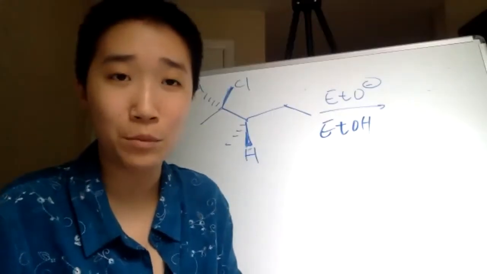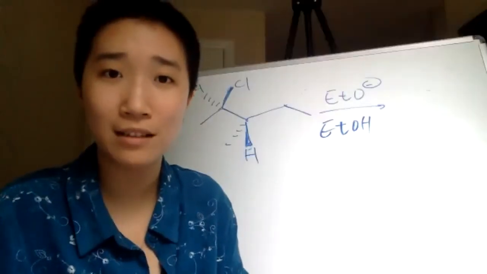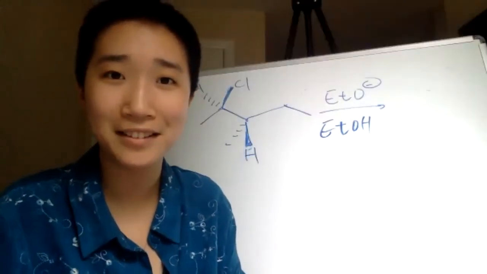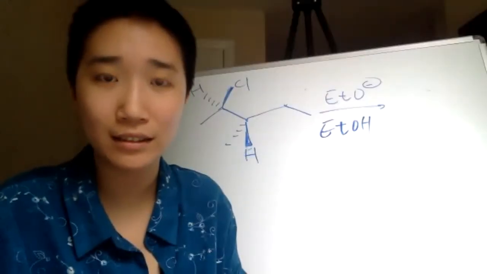So EtOH is its conjugate acid. Therefore, it's a weak acid. Yeah, I'm thinking EtO⁻ is a strong base. Yeah, EtO⁻ is a strong base. EtOH is a weak acid. Yeah, so weak acid. So EtO⁻ is a strong base.